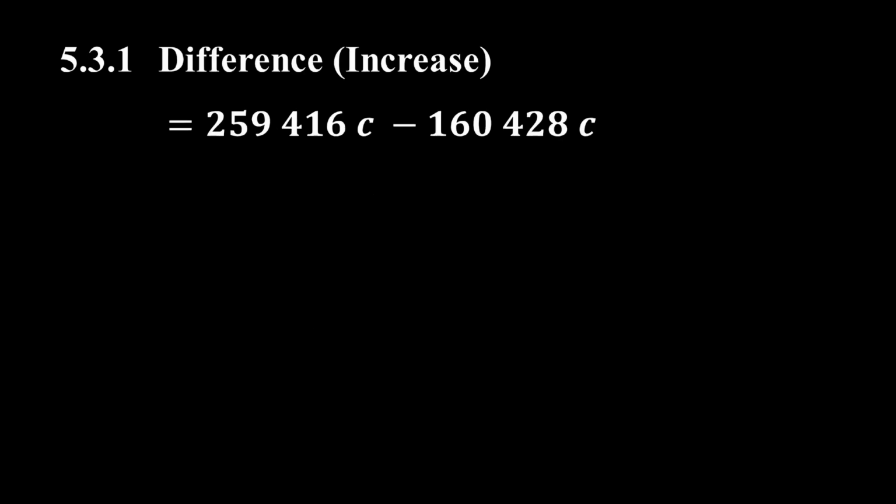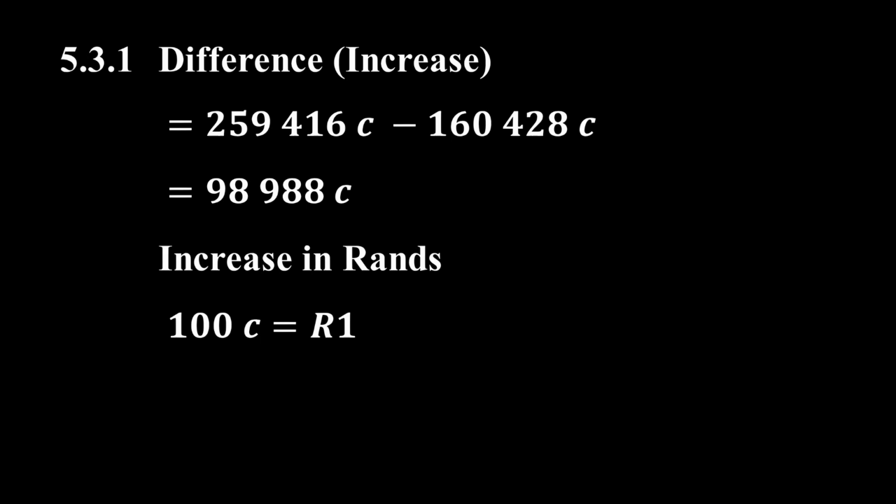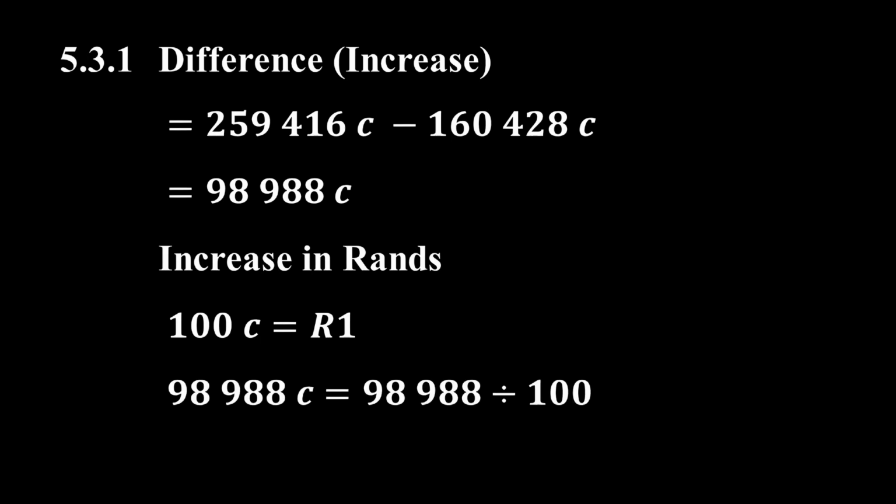Now finding the difference between these two costs will give us a difference of 98,988 cents. We are not done yet. We still have to convert this cost to rands. Since there are 100 cents in 1 rand, 98,988 cents equals 98,988 divided by 100, and this equals 989 rand 88 cents.